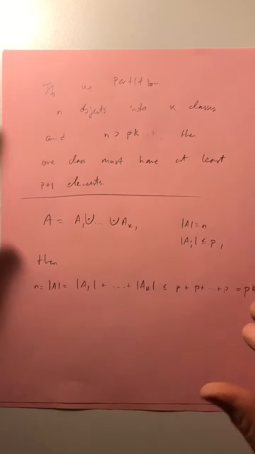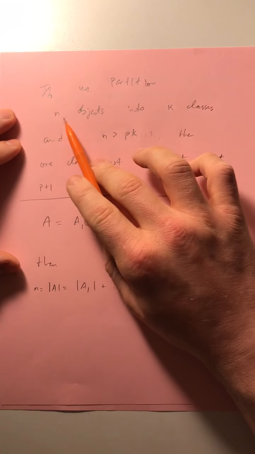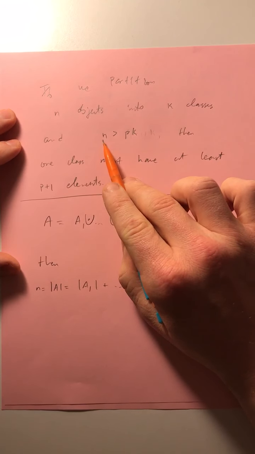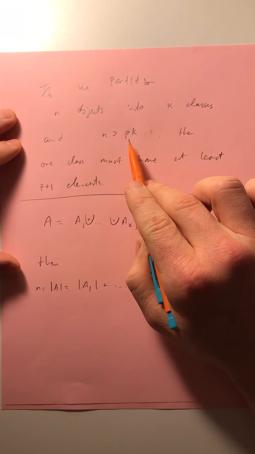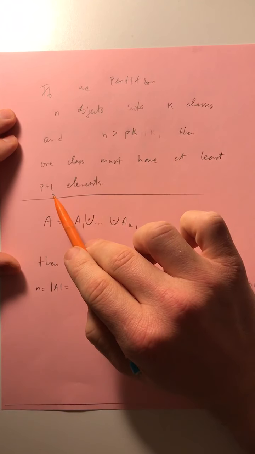There's a more general phenomenon here, and this is more interesting. If I take n objects and I partition them into k classes, and if n is greater than pk, where p is any positive integer, then one class has to have at least p plus 1 elements in it.